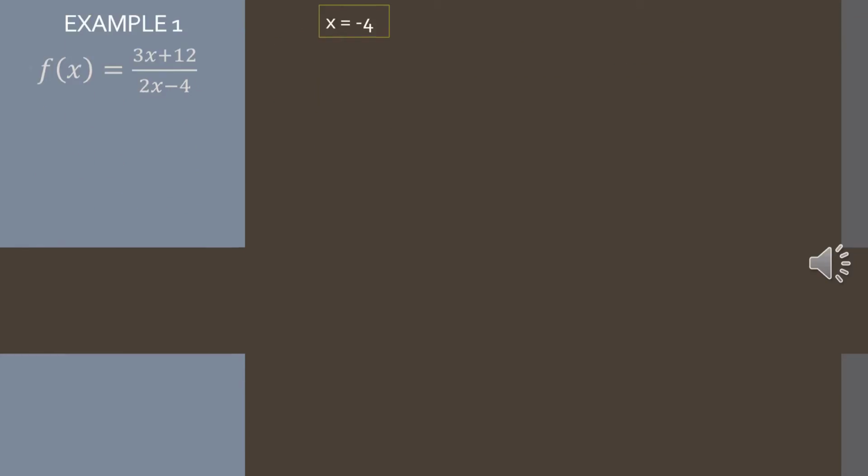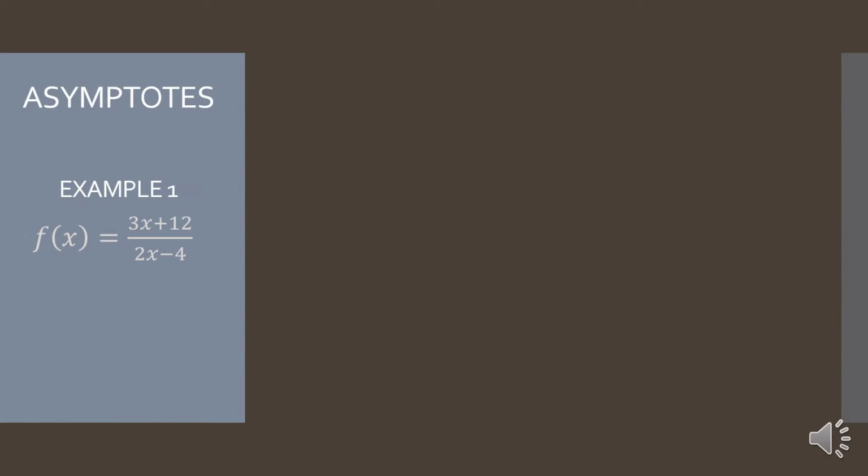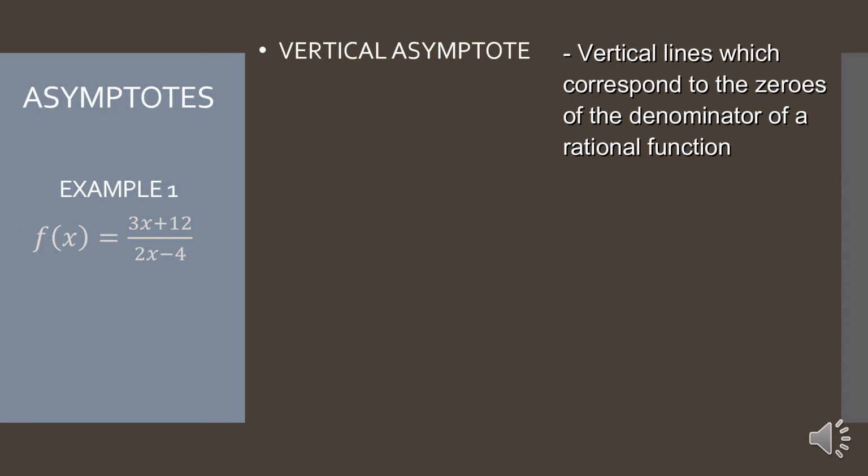Now let us solve for the asymptotes of the function. For the vertical asymptote, we need to equate the denominator of the function to 0. Therefore, 2x minus 4 is equal to 0, then 2x is equal to positive 4, then x is equal to 4 divided by 2. Therefore, the vertical asymptote of the function is x is equal to positive 2.